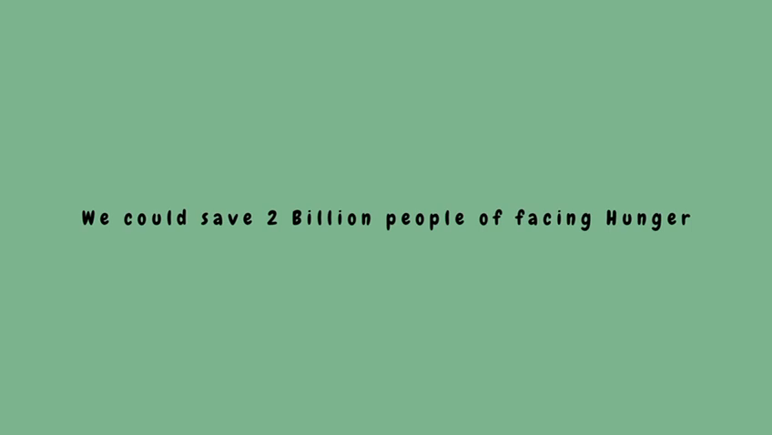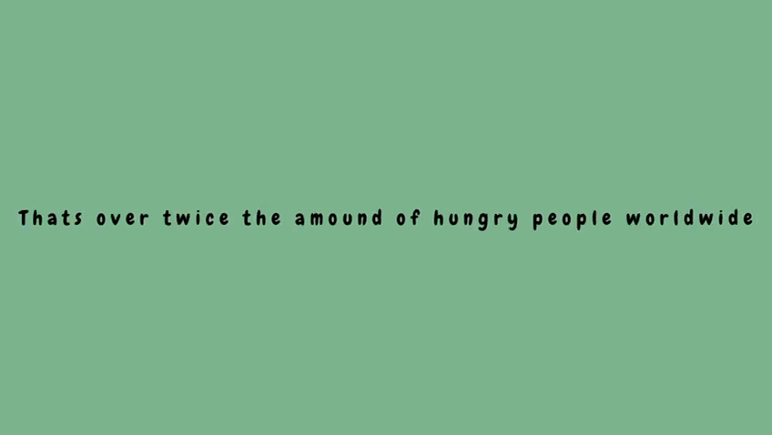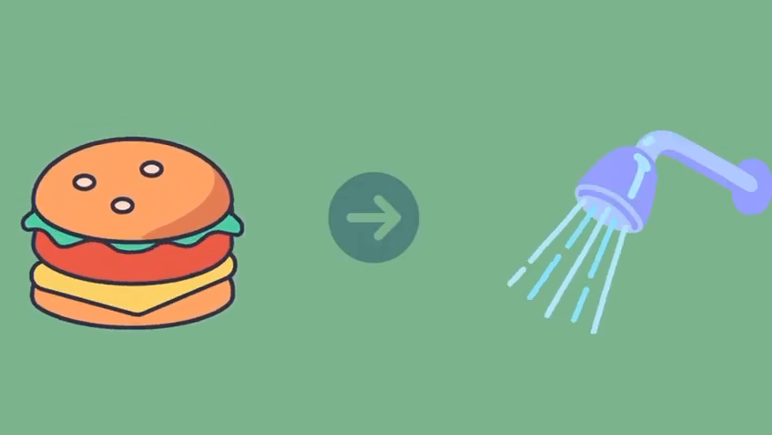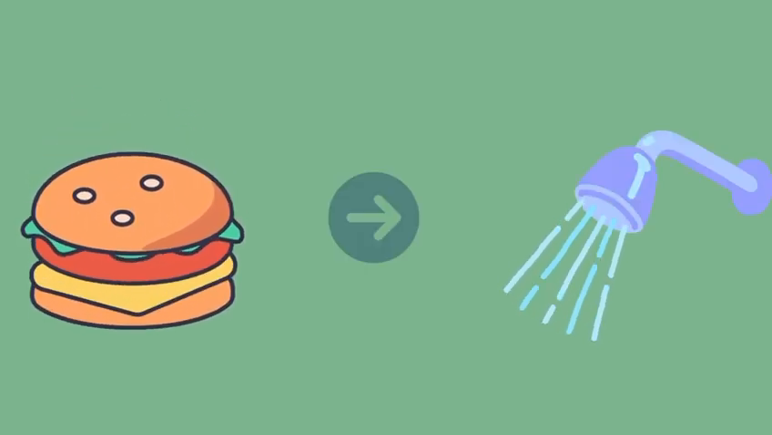By cutting global food waste in half, we could save enough food to feed 2 billion people annually, more than twice the number of people who currently face hunger. If 1/4 of the food currently lost or wasted could be saved, it would be enough to feed 870 million hungry people. For example, throwing away one burger wastes the same amount of water as a 90-minute shower, taking into account all the resources used to grow food.